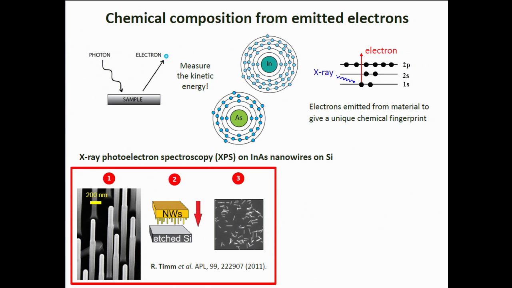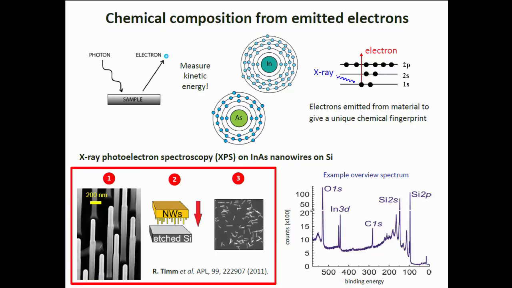We take our nanowires as they're on the as-grown wafer, break them off and put them onto a different type of material. For III-V nanowires, we would usually use a piece of silicon. Then we have this sample containing many nanowires randomly oriented across the surface, and when you irradiate that with light, we get our complicated chemical fingerprint.